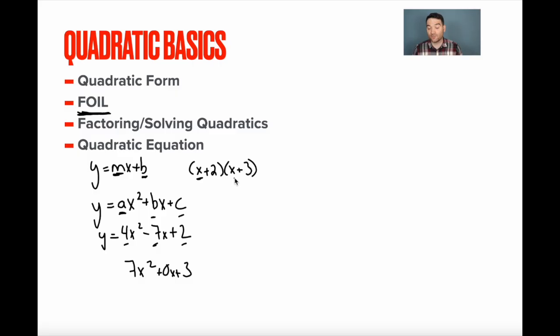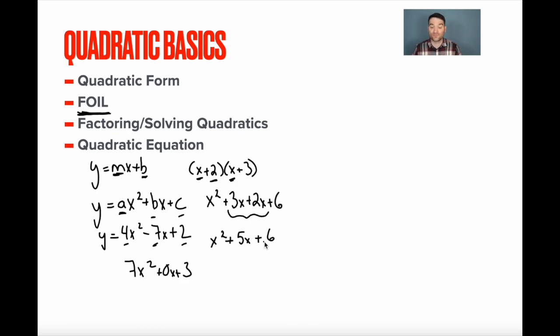So I'll take the first terms, x and x, multiply those together. That gives me x squared. Take the outer terms, the x and the 3, multiply those together. That gives me 3x. The inner terms, 2 and x, that's 2x. And the last terms, 2 and 3, which is 6. Combining like terms allows me to combine the 3x and 2x. What do I end up with? X squared plus 5x plus 6.